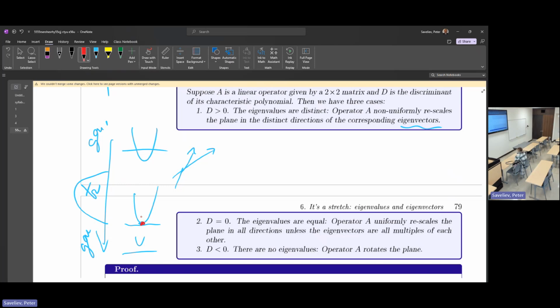So nonetheless, it's the case, and as you can see, that is a special case of when you have uniform rescaling of the plane. Okay, so that's a very simple case. It is simply pretty much multiplication by a number. And then there are no eigenvalues. Discriminant is equal to 0, so there is a rotation.